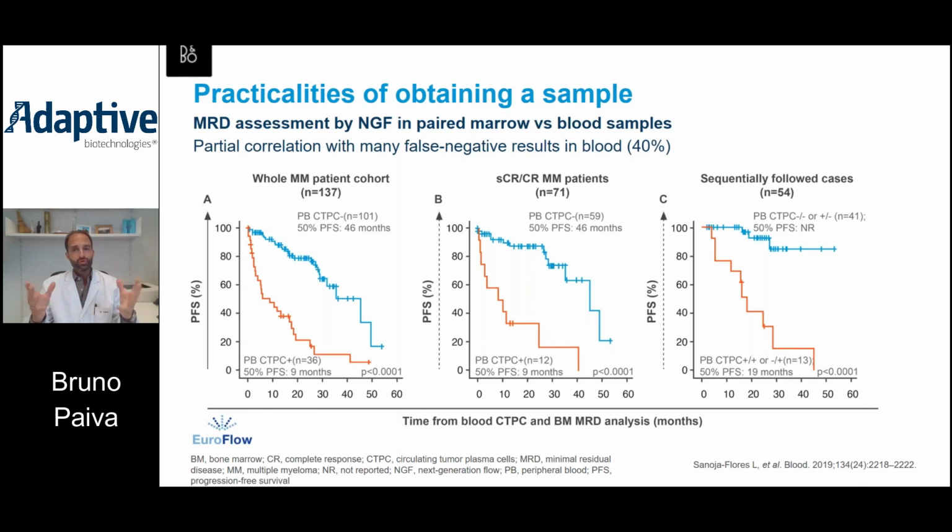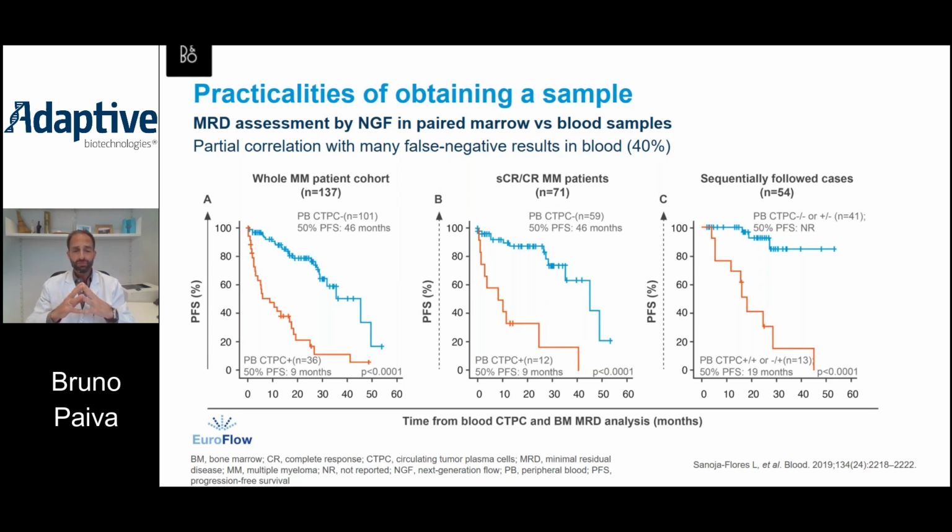Certainly, marrow is an issue. And if we look to the success story of CML, CML is monitored in blood. In 2020, in my opinion, marrow is still the gold standard specimen to evaluate MRD in myeloma. Nevertheless, there is promising data coming from blood MRD assessment.